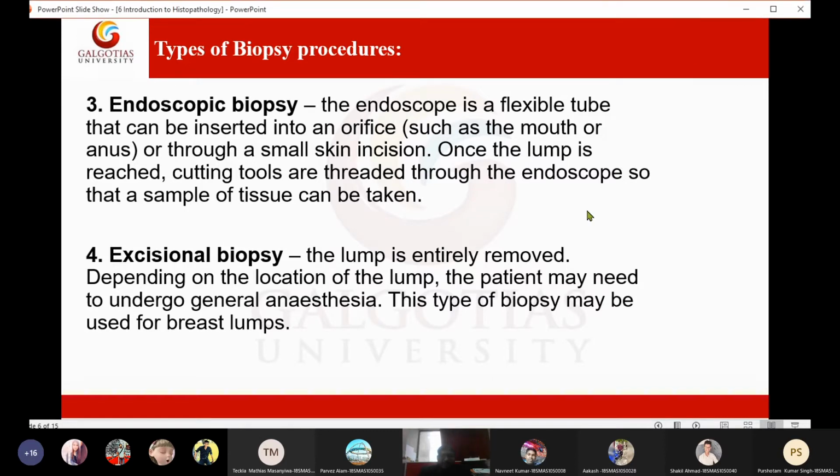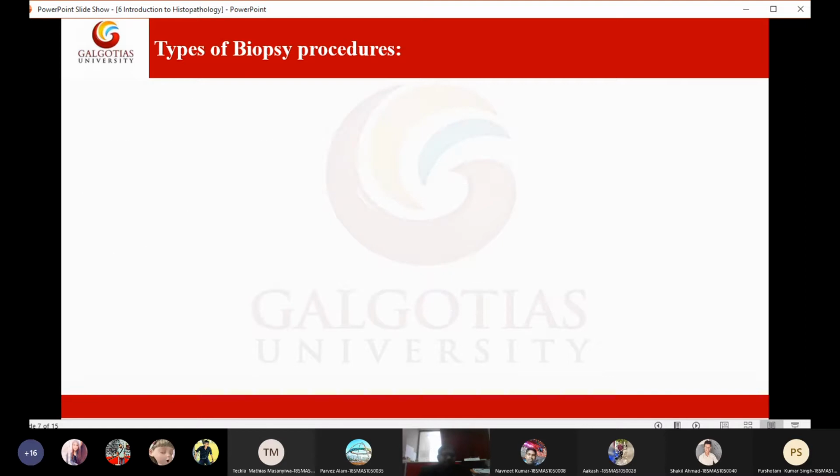The lump is entirely removed. Depending on the location of the lump, the patient may need to undergo general anesthesia. This type of biopsy may be used for a breast lump. Are you able to understand? Complete, entirely lump tissue, one organ, one part, the completely affected part we have to remove. That is the excisional biopsy.